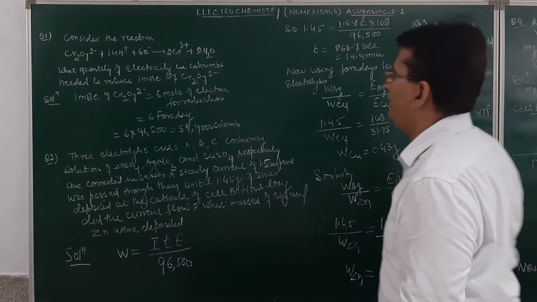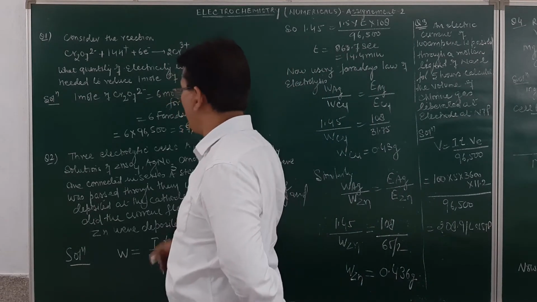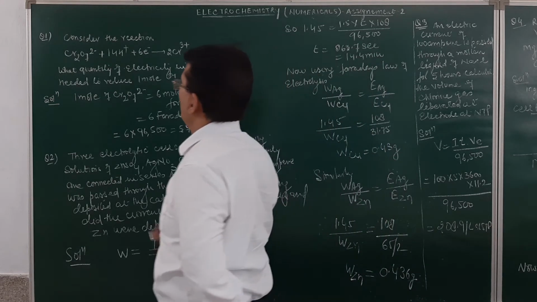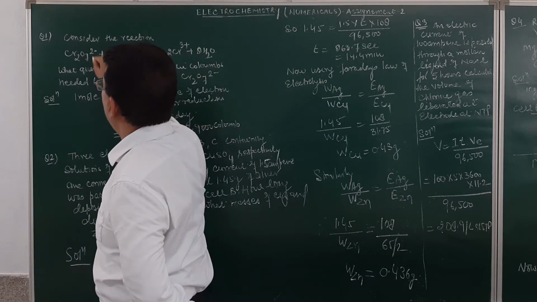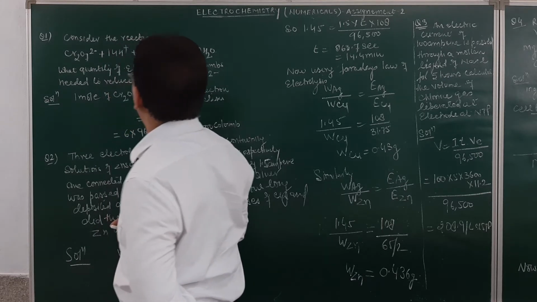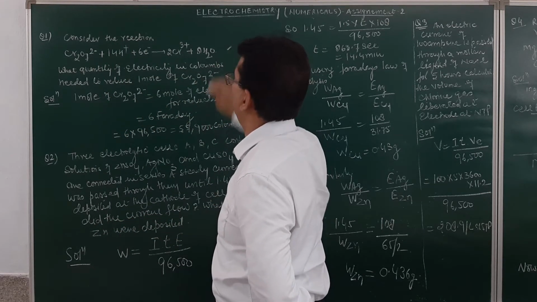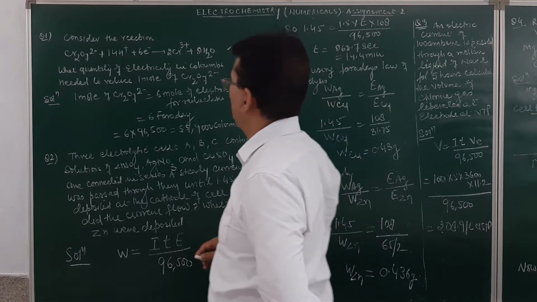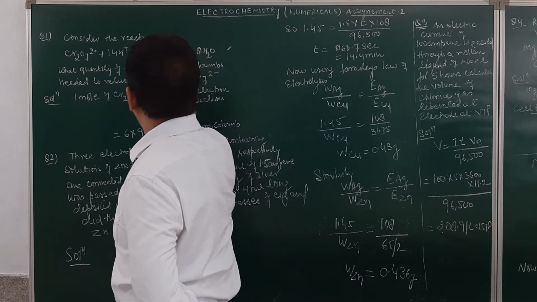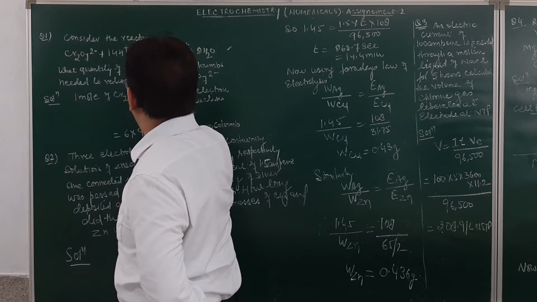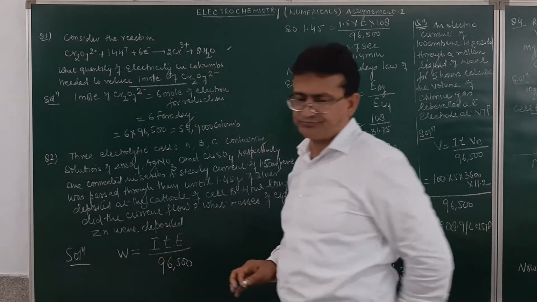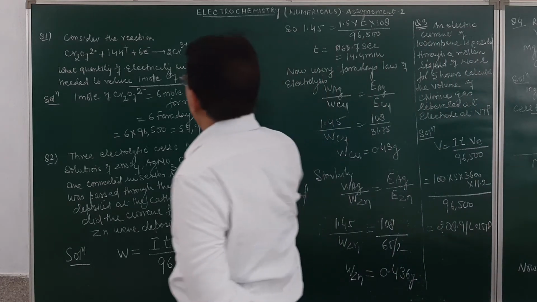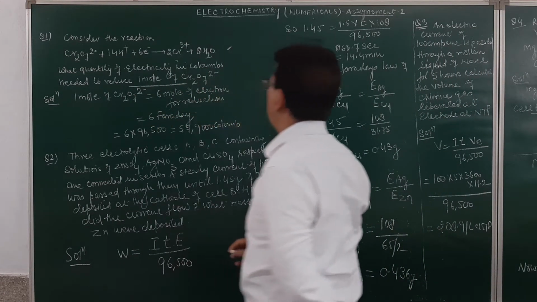Now, if you look at question number 1 and 2 over here, they are based on Faraday's law of electrolysis. Question number 1 is, consider the reaction: dichromate ion reacts with hydrogen ion and gains electrons, resulting in the formation of chromium and water. The question is, what quantity of electricity in coulombs is needed to reduce 1 mole of dichromate?